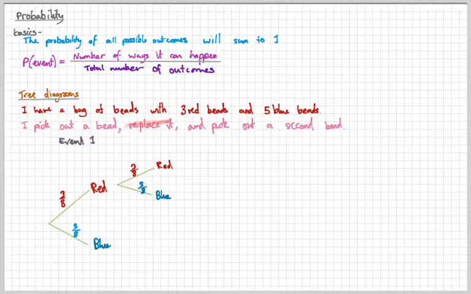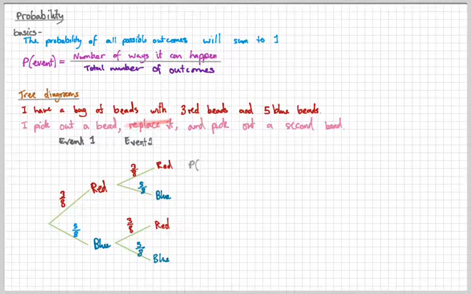This branch here represents going red and then red again. This branch here, if I use a different colour, will represent going red and then picking blue on the second go. Next, we might look at what happens if we had picked blue on the first go. What could happen on the second go? Well, we could have picked red on the second go or blue on the second go. For red on the second go, there are still 8 beads in the bag and 3 of them are red. For blue on the second go, there are 8 beads in the bag and 5 of them are blue.